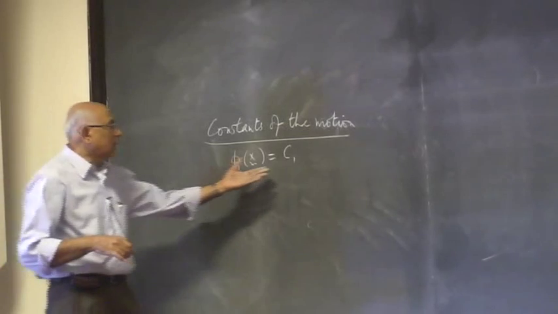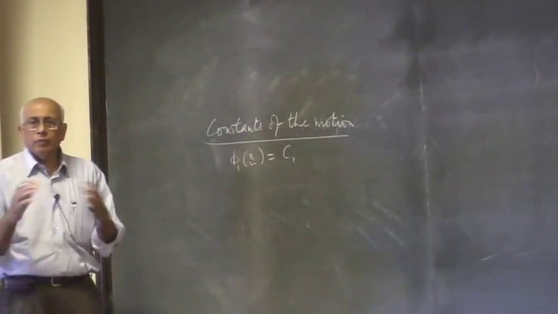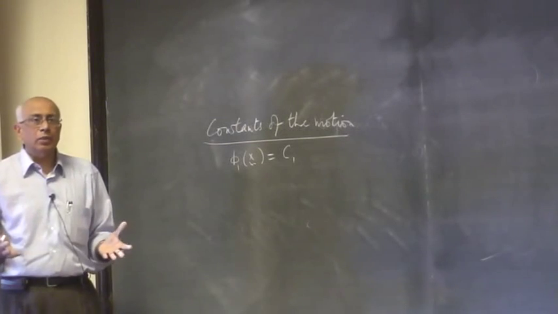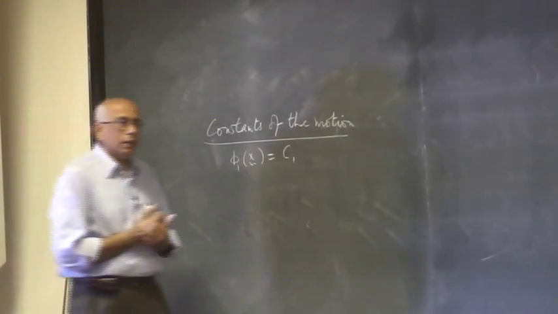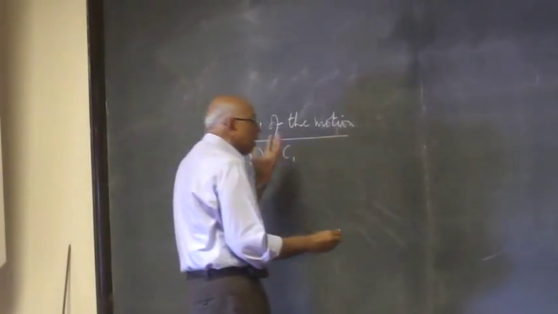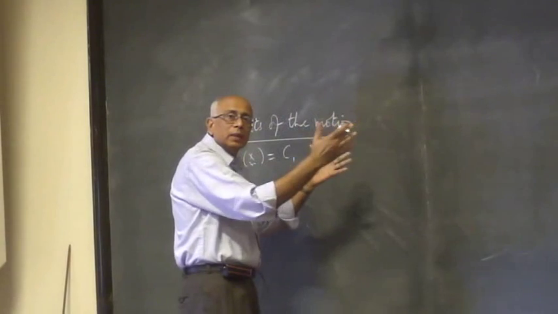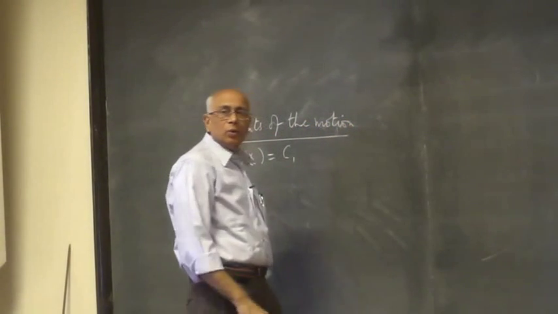Now, what sort of object is this in n-dimensional space? It's a hypersurface of dimensionality n minus 1. So you have one constant of the motion, and just schematically, you have some big surface in this n-dimensional space on which this trajectory always lies.